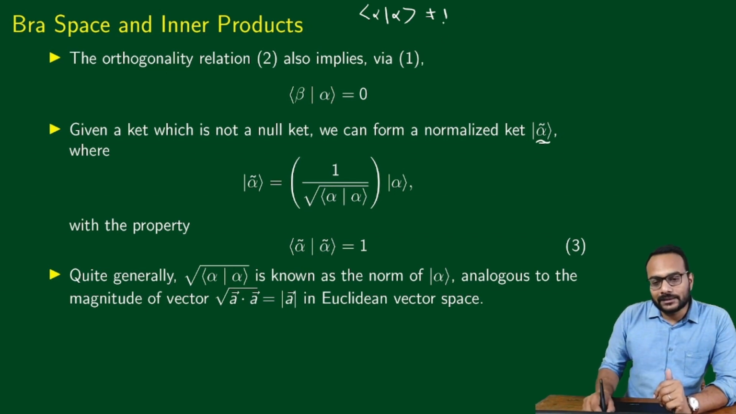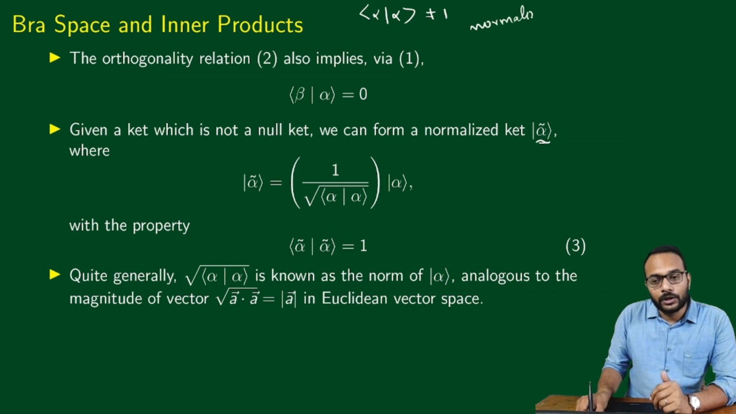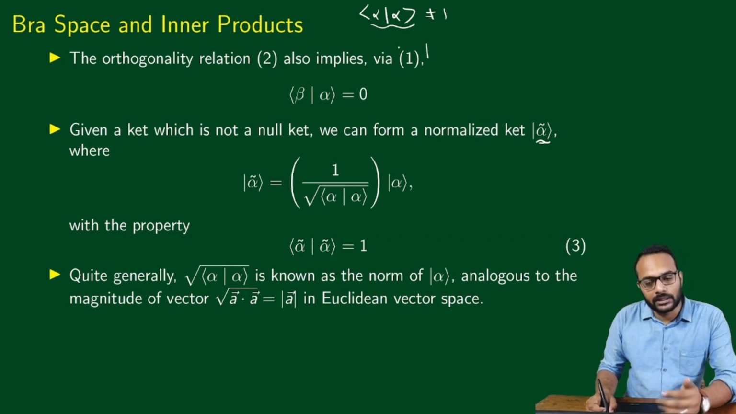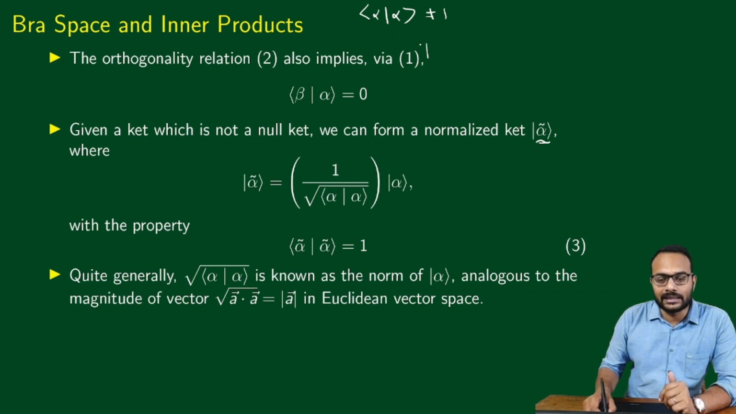Since the state you represent does not change if you multiply a ket by a number, we can just multiply the ket by a number and make sure that the inner product with itself is equal to 1. This process is called normalization. Now, suppose bracket alpha alpha is not equal to 1. Then we know that this is a number. We know that this is a real positive number based on the postulates that we had. So this is a real positive number in this case.